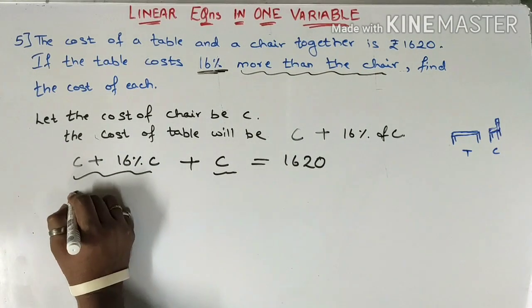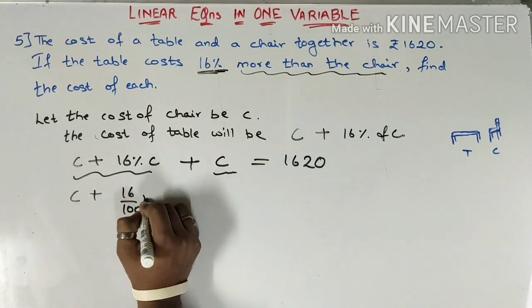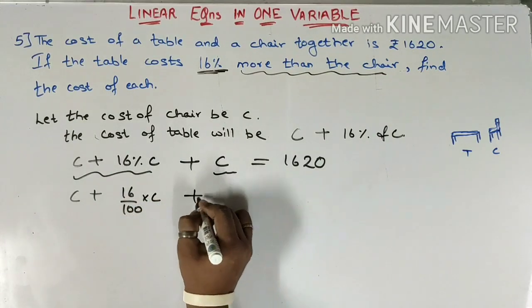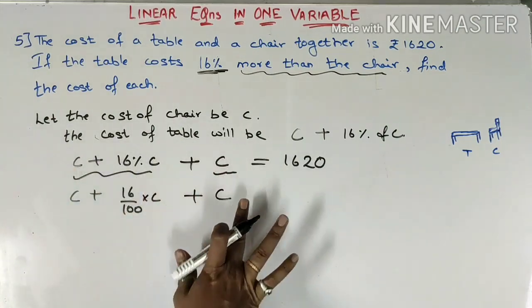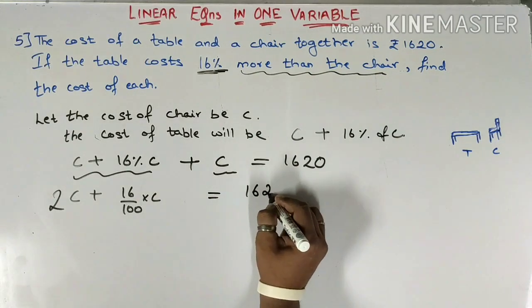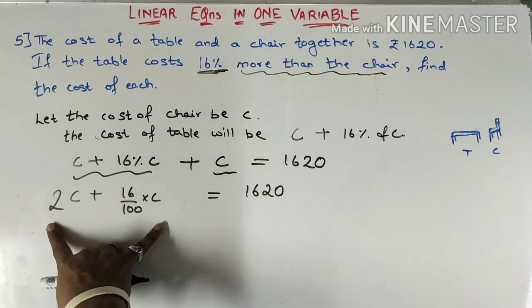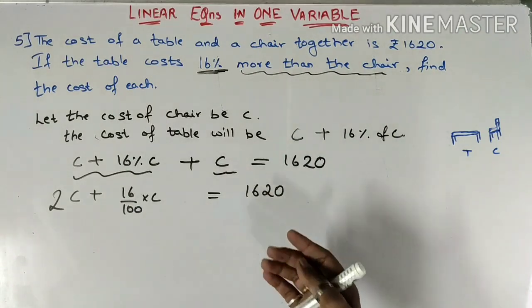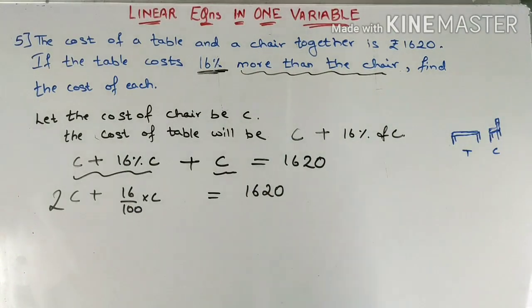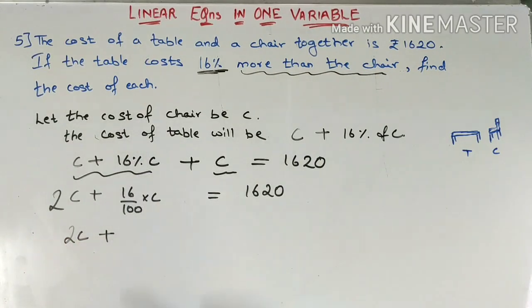So 16%, we need to simplify this. 16% means 16 upon 100 into C plus C. So C plus C will give me 2C equals 1620. Now both these terms have the unknown variable, so I'll have to simplify them over here itself, and then I'll take the known numbers on the other side. Keep it as it is, 2C plus, when you simplify this, 16 upon 100 into C.